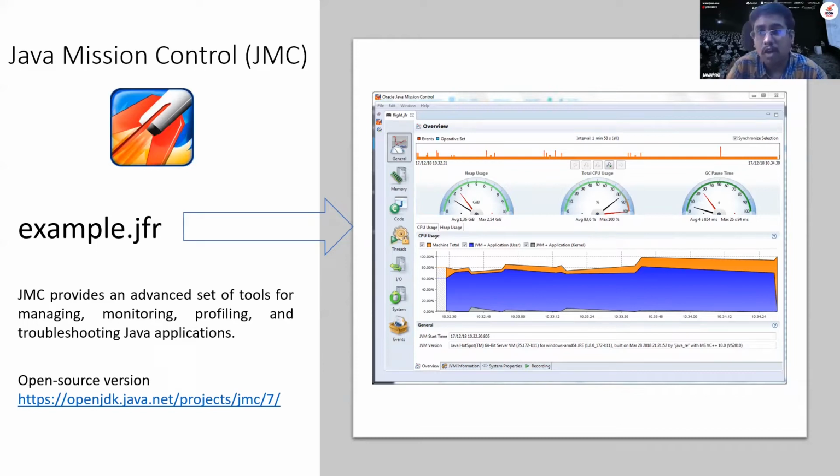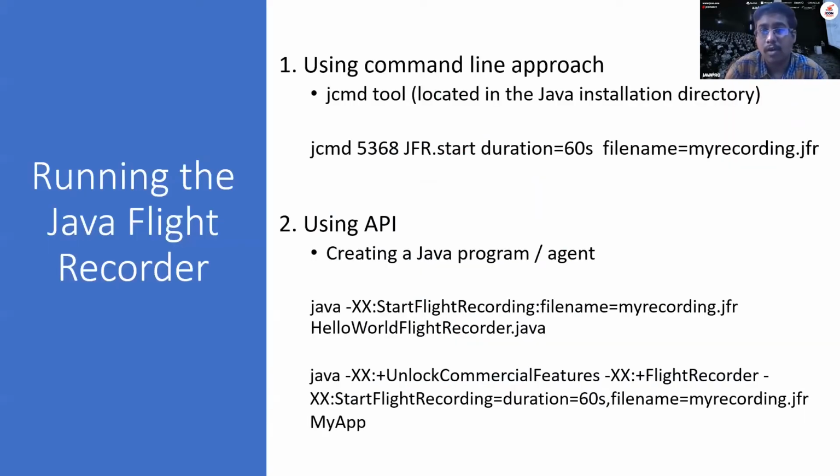Coming to the topic of today, which is how one can get started using the Java Flight Recorder. There are basically two approaches that I would like to discuss by which you can run the Java Flight Recorder. One is using the command line approach. In this case, one can leverage the JCMD tool, which is included as a part of the Java installation directory. It comes shipped with the Java installation. One can use this command to start a particular recording.